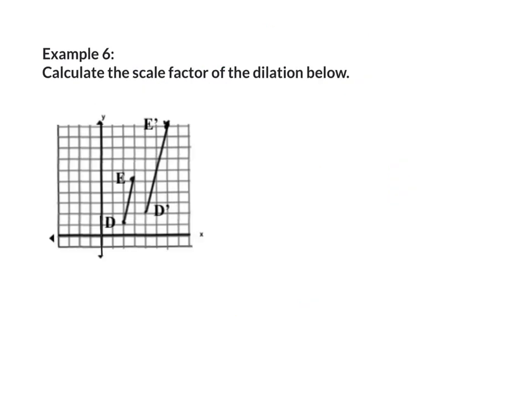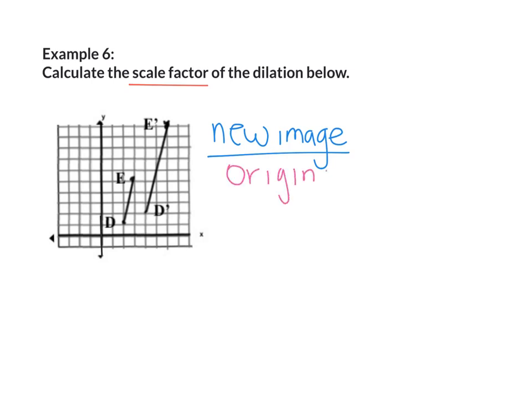Example number 6. Calculate the scale factor of the dilation below. Now remember, when we're looking for scale factor, we want to take the new image and we're going to divide it by the original. Now in this case, DE is the original. And the new is going to be D prime, E prime. So what I'm going to do is take the changes in Y and the changes in X and I'm going to scale accordingly. So first I'm going to start with my new image and I'm going to draw my line and count my units. And that ends up being 8 units.